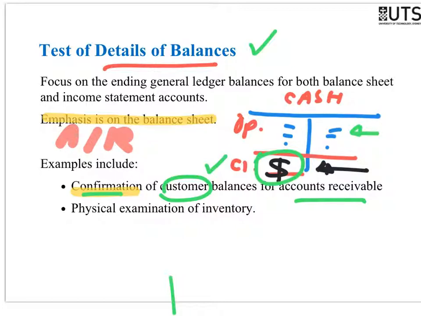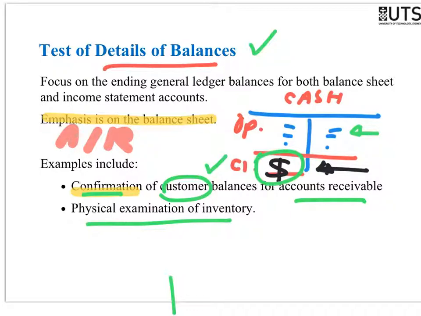The other one that we can do, I'll just mention very quickly, is with inventory. We can gain comfort that the total balance of inventory is correct by counting it, doing a stock take, for example. Okay? So again, we have 3 different types of substantive tests. What's the most basic?